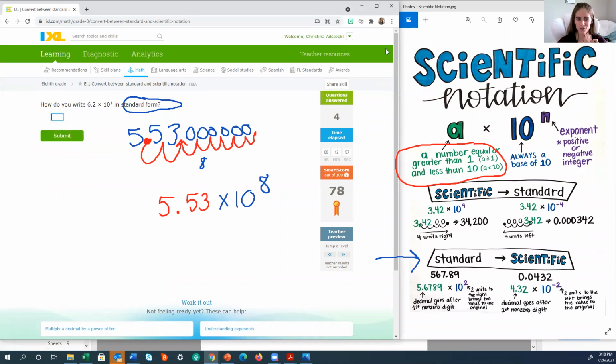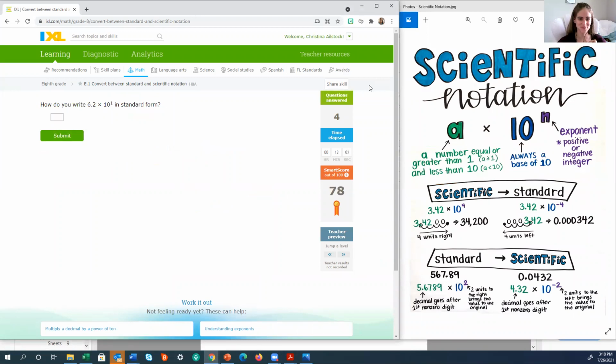All right, now this will be our final question because I wanted to do one more of these. So we are given a number in scientific notation and we need to convert it to standard form, okay? We have 6.2 times 10 to the 1.